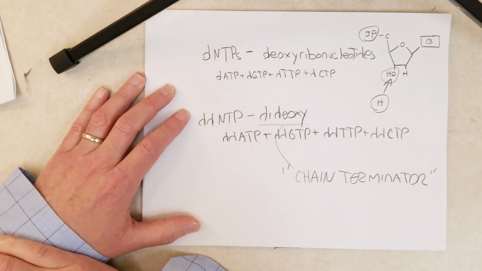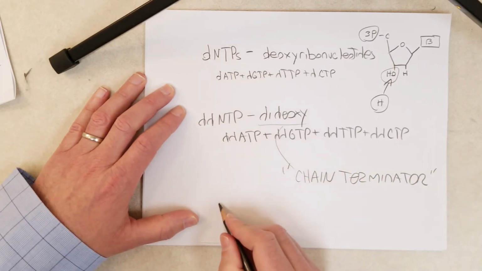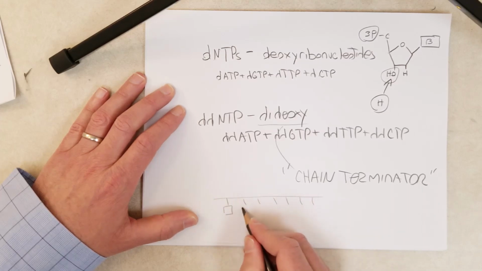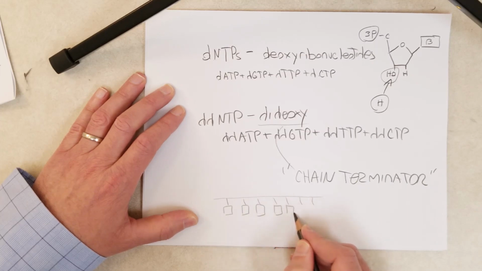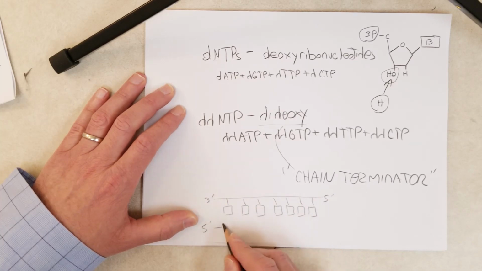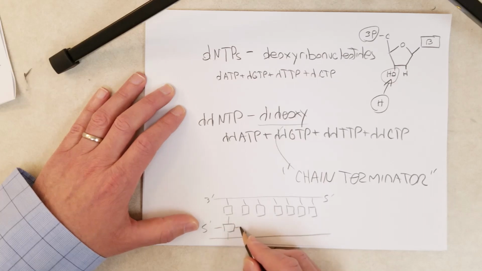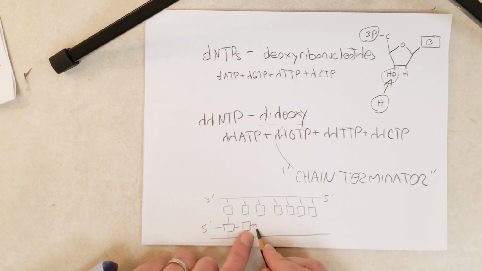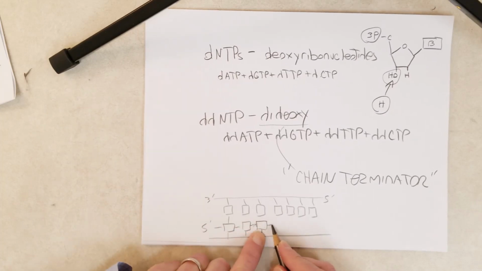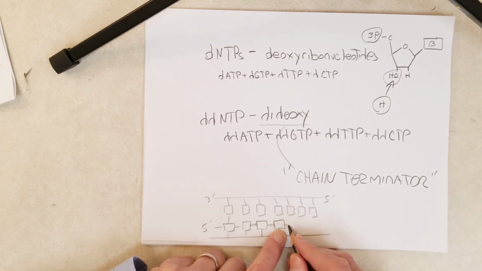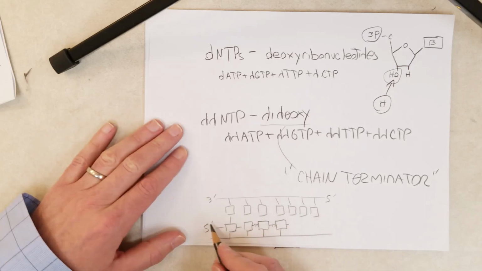Chain terminator. So if a DNA polymerase, let's say, is adding, say this is the template, it's the 5' end, 3' end, and it's adding nucleotides. Each time there's an OH group at the 3' end of this nucleotide, right? Okay, good. It can add another nucleotide. It's an OH, it can add another nucleotide. If there's no OH, it can't add another nucleotide. So the chain has been terminated.